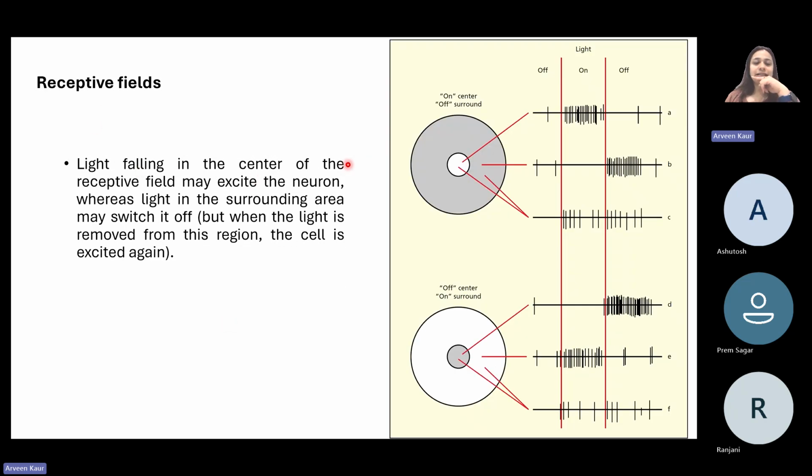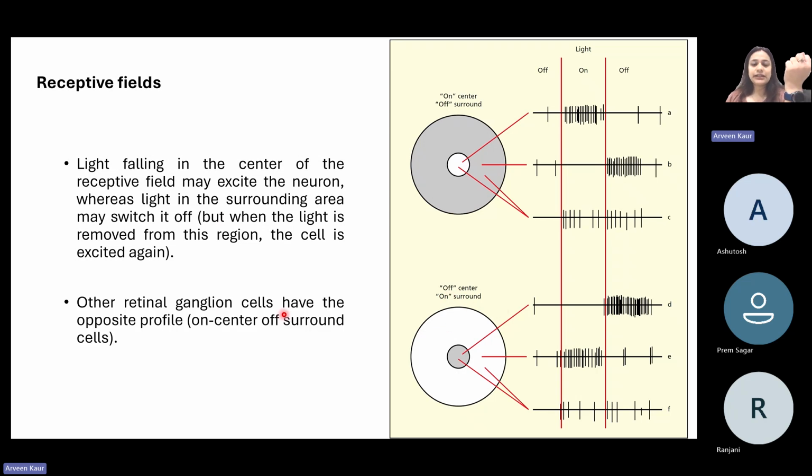So, light falling in the center of the receptor field may excite the neuron, whereas light in the surrounding area may switch it off. But when light is removed from this region, the cell is excited again, right? So, this is when the center light is falling and surrounding light is not falling. So, on center and off surround condition, right? So, in the middle, it is on because light is falling. In the surrounding it is off, right? Currently when the light is actually falling, right?